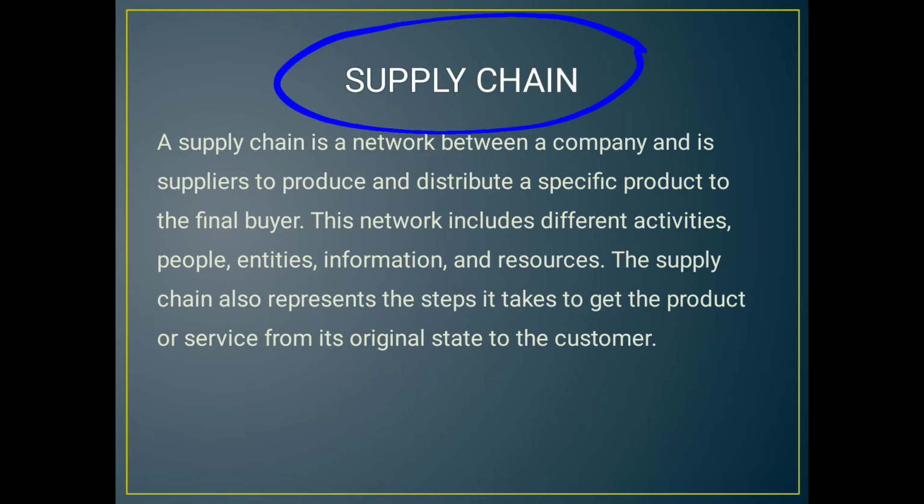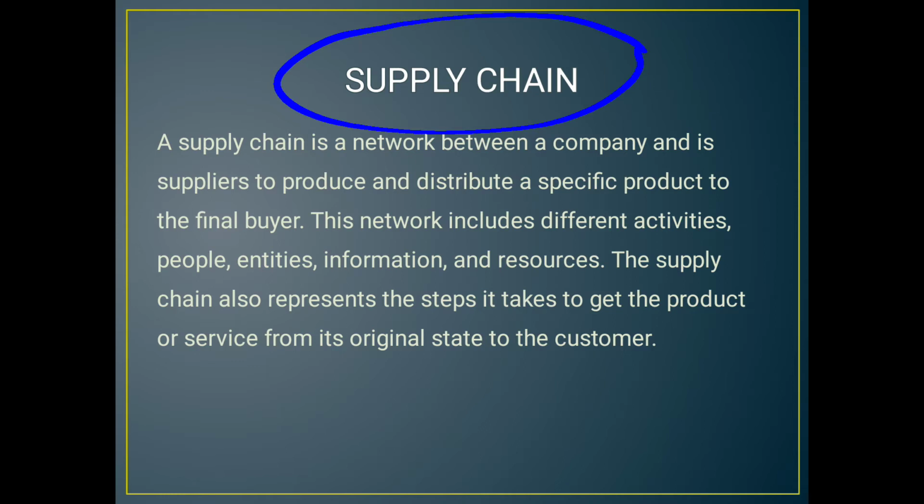Supply chain is a network between a company and its suppliers to produce and distribute a specific product to the final buyer. Supply chain is nothing but maintaining a proper network between the company and its suppliers to produce and distribute a specific product to the final buyer. Clear? That is nothing but supply chain.